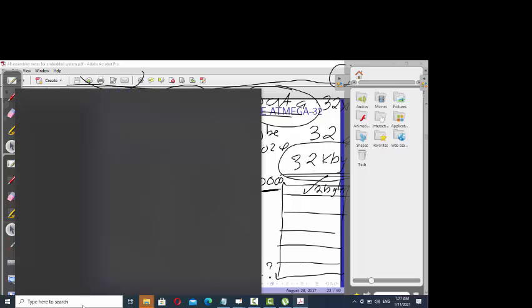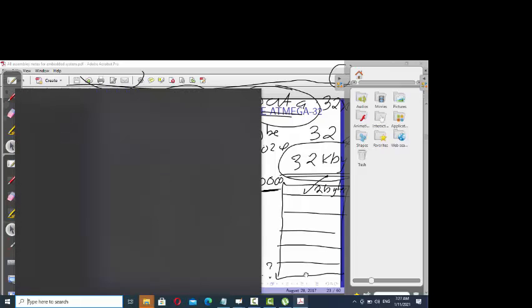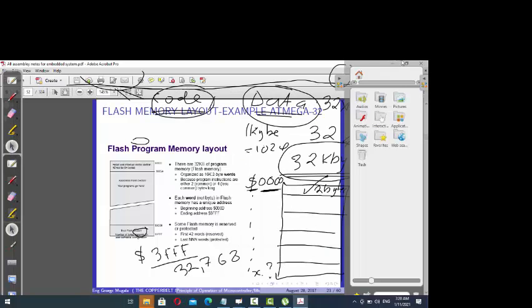Just try to look at the size, memory location. Once we get it, I'm just analyzing. Let's try to discuss.